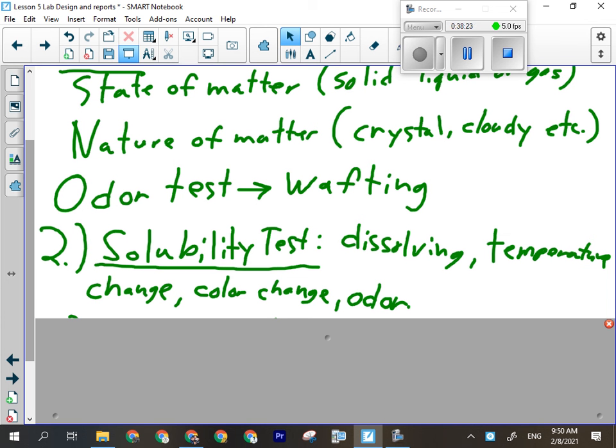What can I test about them? This is really useful if I want to tell whether it's ionic or molecular. No, I would have tested that in the observable properties. Give you a hint. I would want to use this thing.